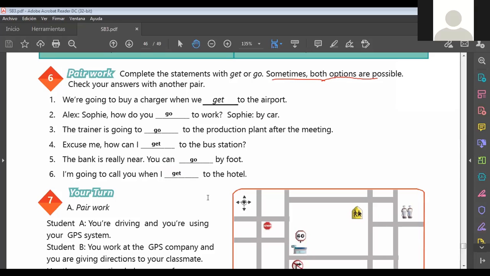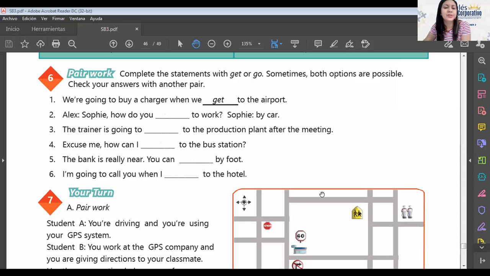Muy bien. Muy bien. Ahora, number seven.